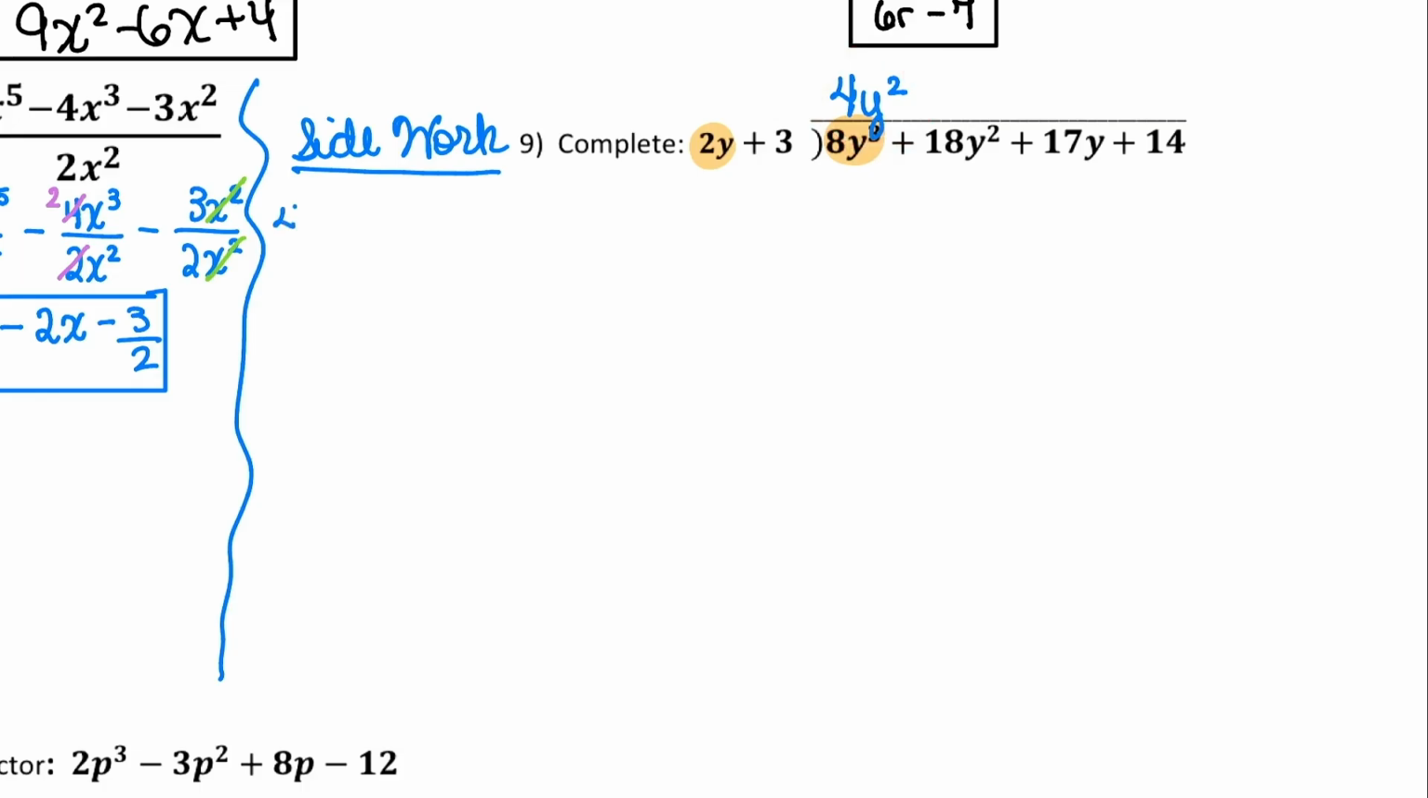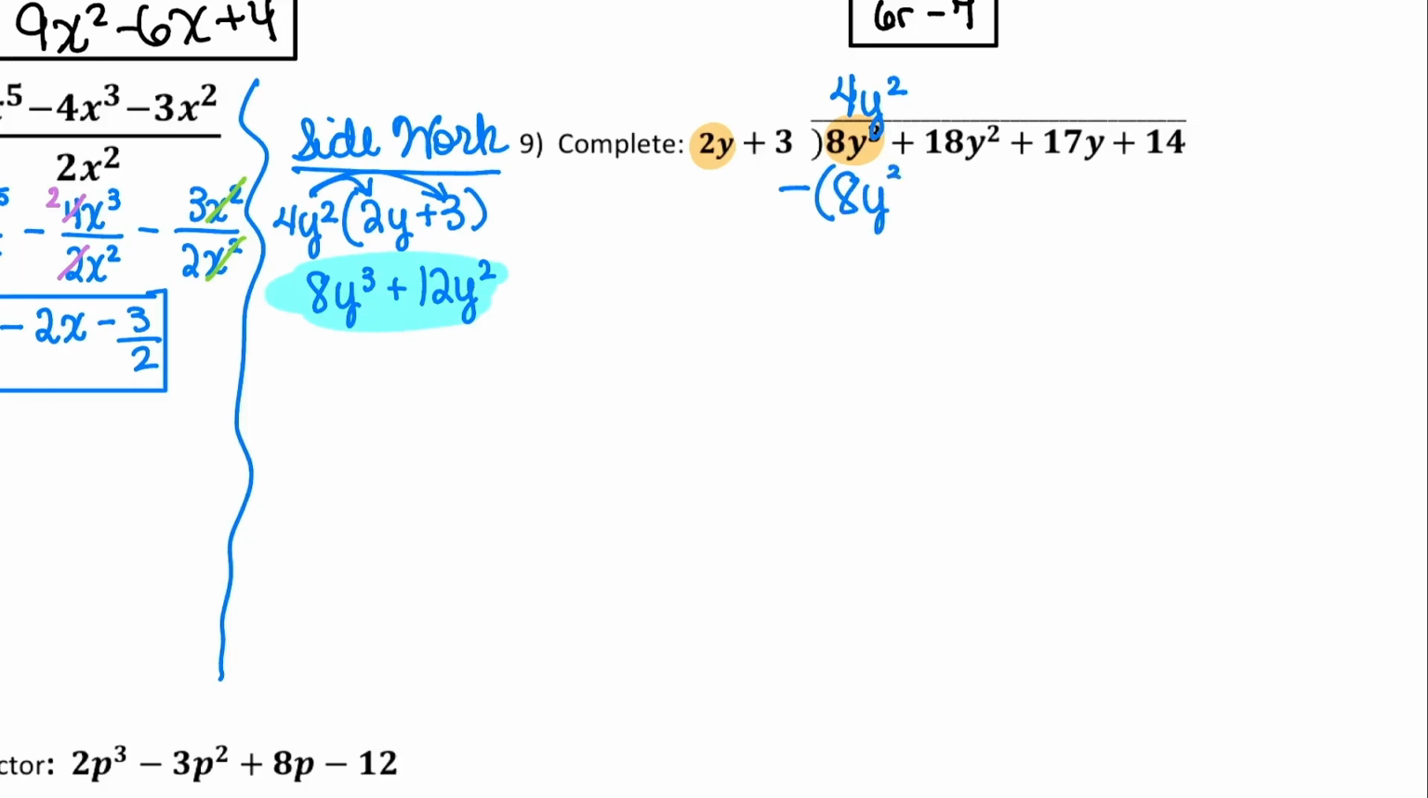So we are going to get 4y squared times 2y plus 3. After we distribute 4y squared, that's going to be 8y cubed plus 12y squared. So we are now going to subtract this result. Just like in standard division, we are going to bring down that 17y when we're done. We do have to distribute this negative because we are subtracting the entire quantity.